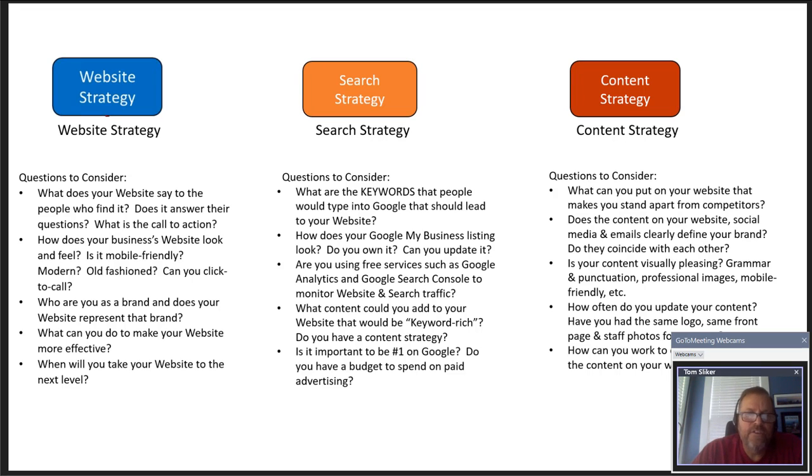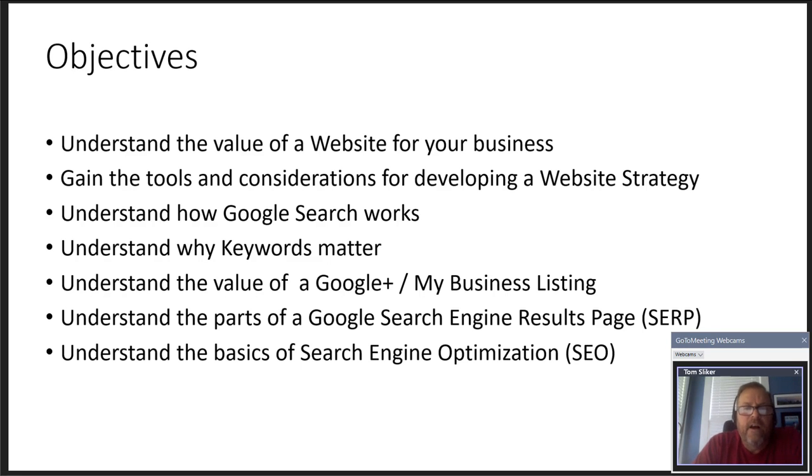I don't expect to answer all these questions today or give you all that you need to think through these things, but I'm hoping over the next 9 weeks we will address most of these things, and hopefully by then you'll have a really solid understanding of what you want to accomplish in these different strategies. So for today, I want you to understand the value of the website for your business, gain the tools and considerations for developing a strategy. We'll talk about how Google search works. I want you to understand the value of keywords. This Google Plus My Business listing is very important, and we're going to want you to really get a good feel for how that works and why you should take advantage of that. And then we're going to look at the Google search engine results page and talk about the basics of search engine optimization.